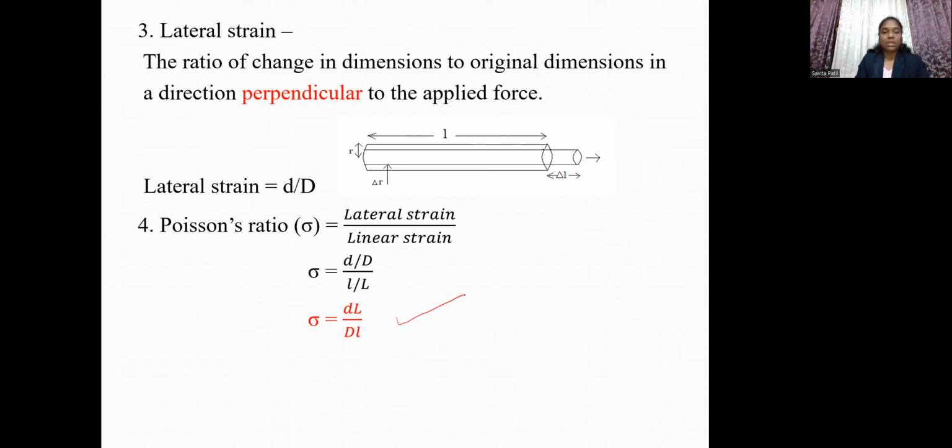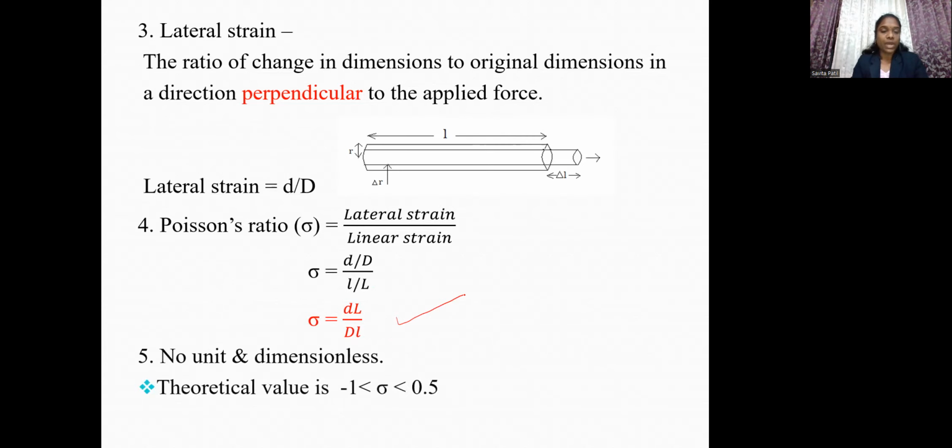Poisson's ratio is the ratio of two similar quantities. Hence, it has no unit and dimensions. The theoretical value of Poisson's ratio lies between -1 and 0.5, and its practical value lies between 0 and 0.5. So this is all about Poisson's ratio.